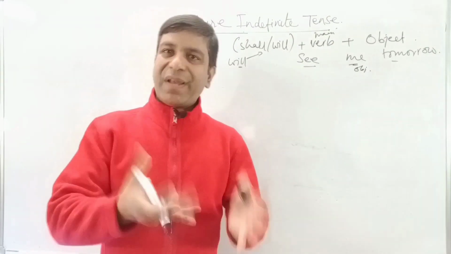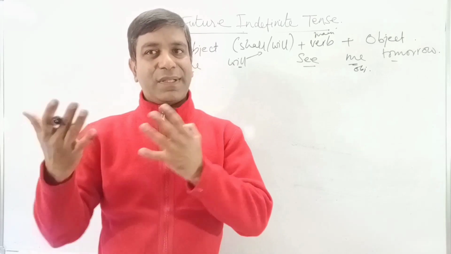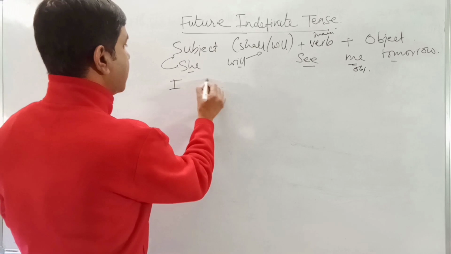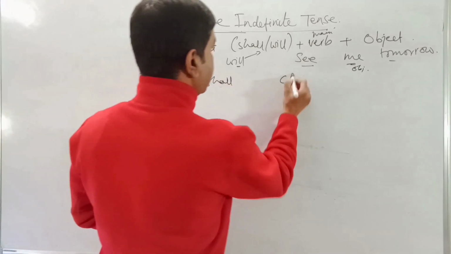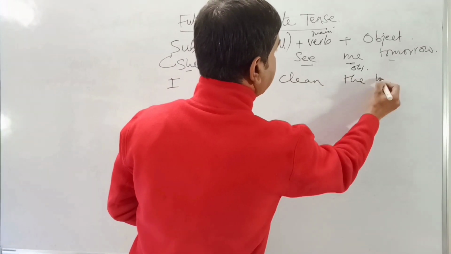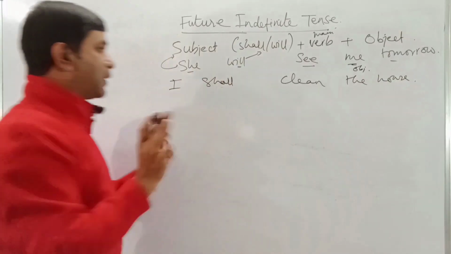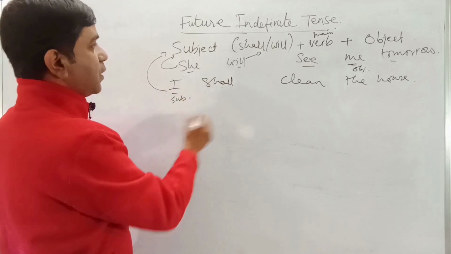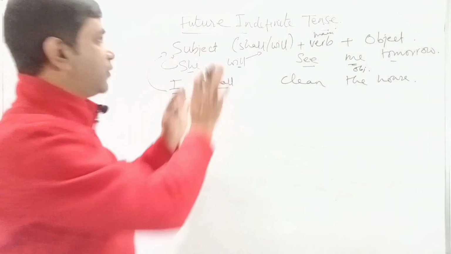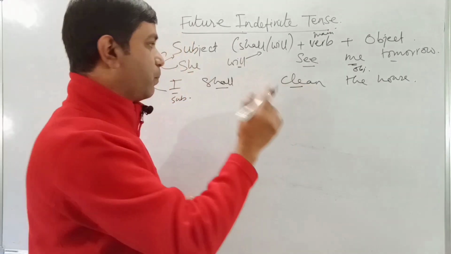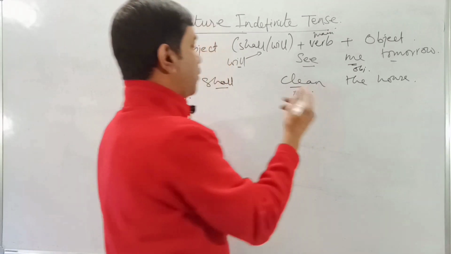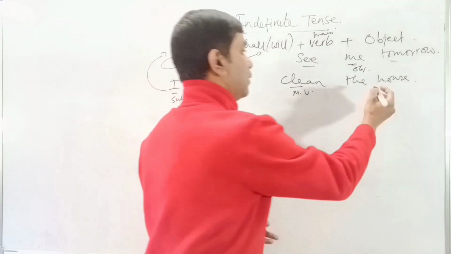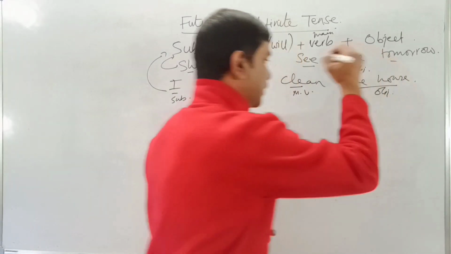Before we talk about when and how a future indefinite tense is used, let's take one more example. I shall clean the house. Okay, let's look at this sentence as well. I is the subject of the sentence. Shall is a part of the rule, and then clean is the main verb. And what shall I do? I shall clean the house. The house is the object of the sentence.